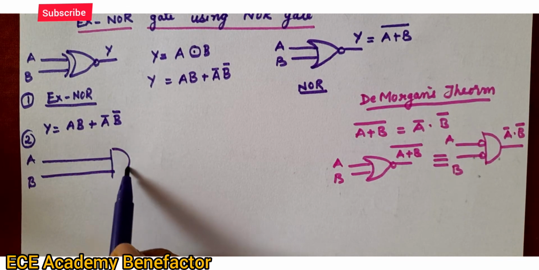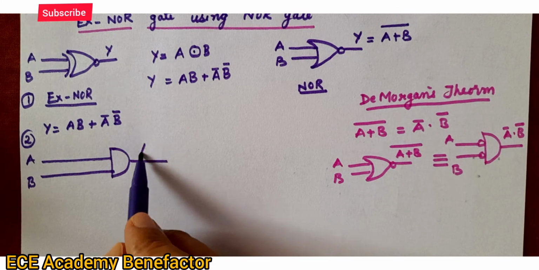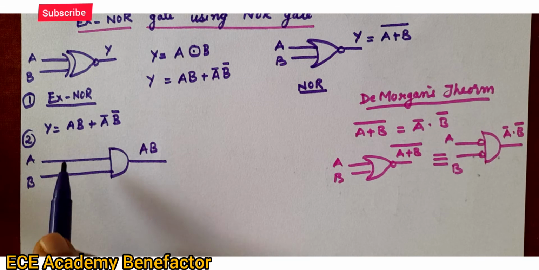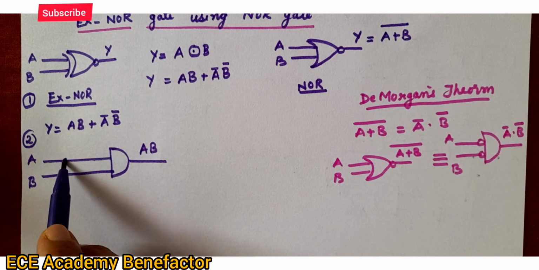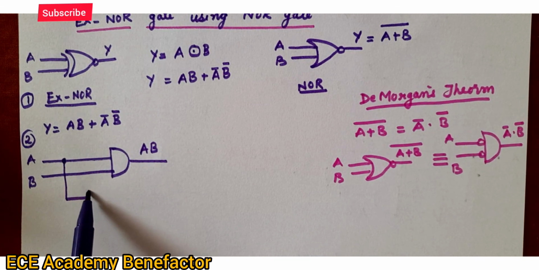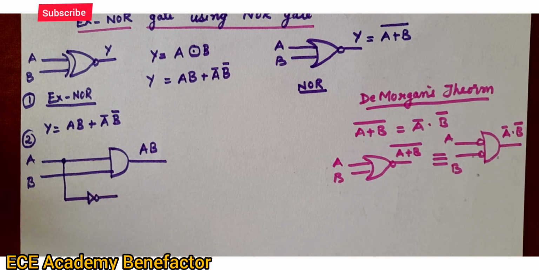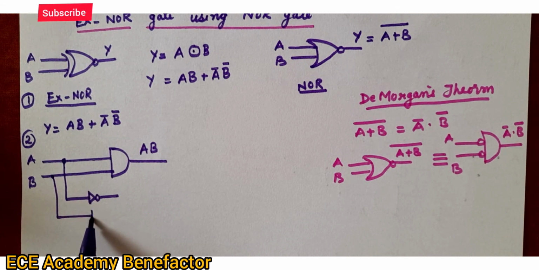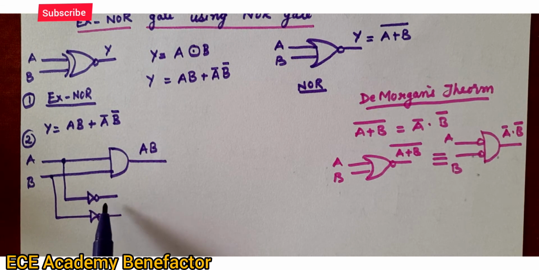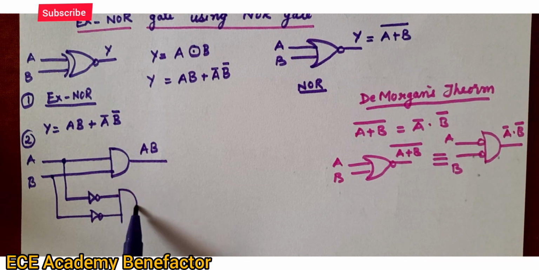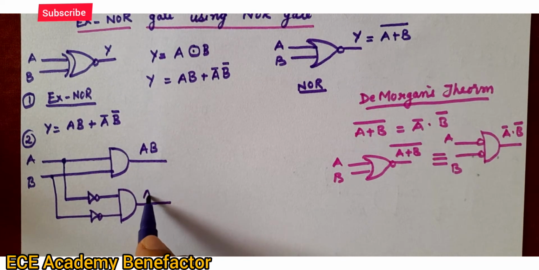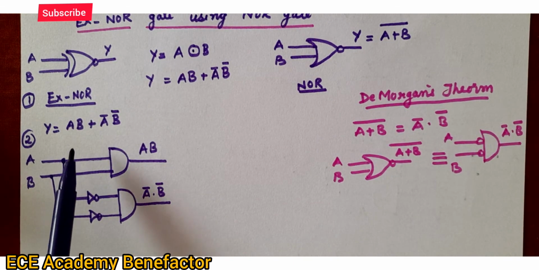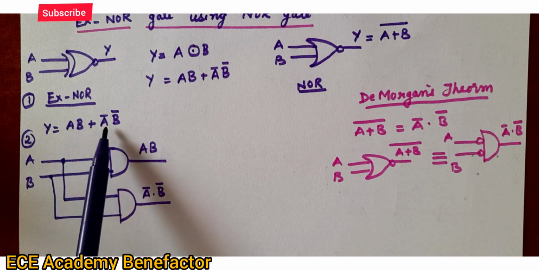Give it to AND gate to get AB. You have to get this term now, A bar B bar. So darken this point, take from A, give it to NOT gate to get A bar. Similarly, take from B, give it to a NOT gate to get B bar. Give it to an AND gate to get A bar dot B bar.